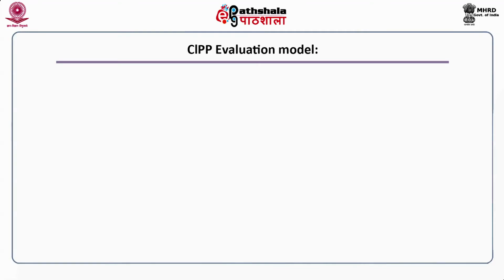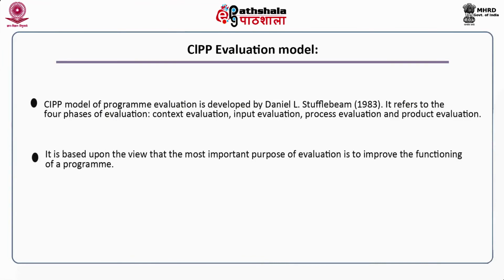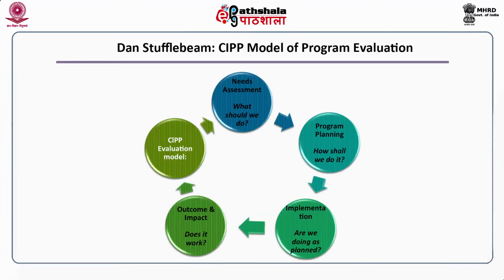Let us now discuss the CIPP evaluation model. The CIPP model of program evaluation was developed by Daniel L. Stufflebeam in the year 1983. It refers to four phases of evaluation: context evaluation, input evaluation, process evaluation and product evaluation. It is based upon the view that the most important purpose of evaluation is to improve the functioning of the program. A pictorial representation of the CIPP model is given in this slide.